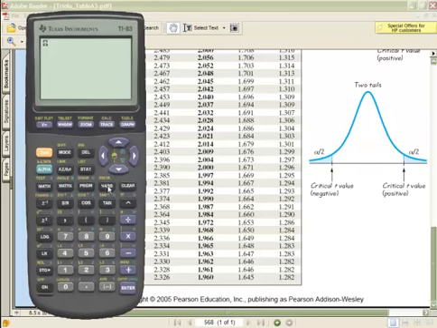Just to show you another way of doing this using the calculator, we can pull out our distributions, our inverse normal distribution, and remember you got the 0.10, but you have to cut that in half, so divided by 2. Now this is going to give you a negative value, but our critical values are going to be positive, so we're just going to want to take the positive value of this. So this is just another quick way of finding your critical value.